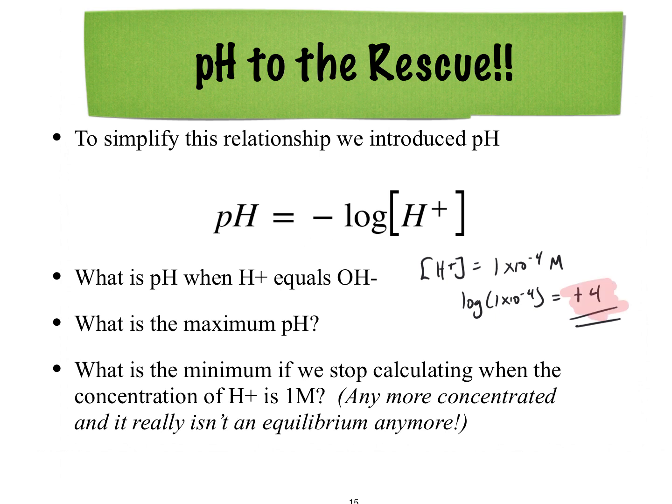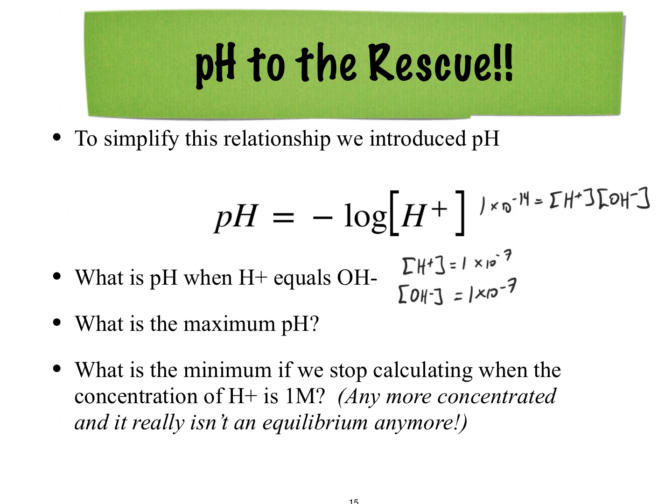So we've taken numbers that are really, really small. We've turned them into smaller numbers that are between 0 and 14, because that's what the pH scale measures, between 0 and 14. So I ask you this question: what is the pH when H plus equals OH minus? Well, in the last lesson, we talked about how the concentration of H plus and OH minus are both 1 times 10 to the negative seventh in just standard water. So I take the negative log of 1 times 10 to the negative seventh, and the pH equals 7.